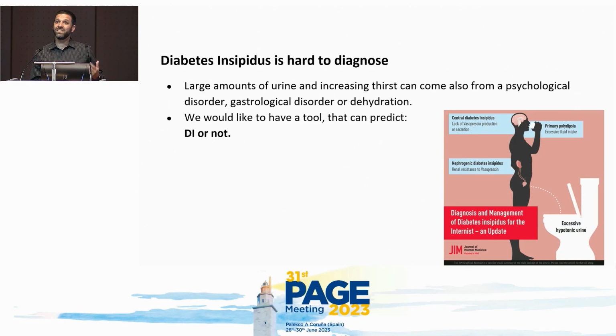But this excessive drinking can also come from other causes, like a psychological disorder. And we would like to make a good diagnosis, because for those who have a real brain problem, DI, diabetes insipidus, we want to say, keep on drinking. And for those who have a psychological problem and drink a lot, we need to say, stop drinking. We can actually kill the patient if we are not diagnosing correctly.